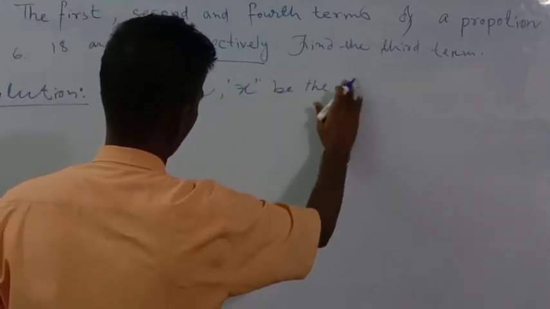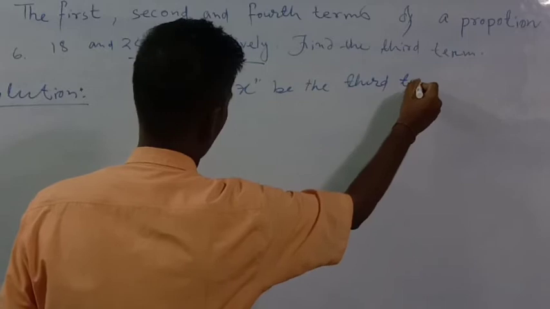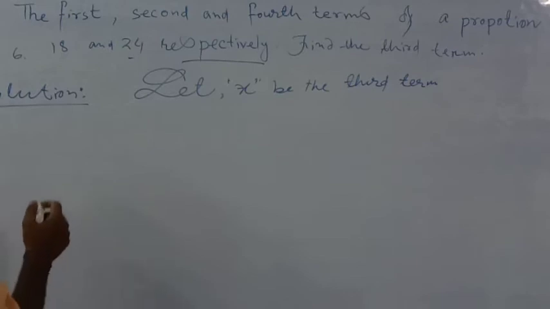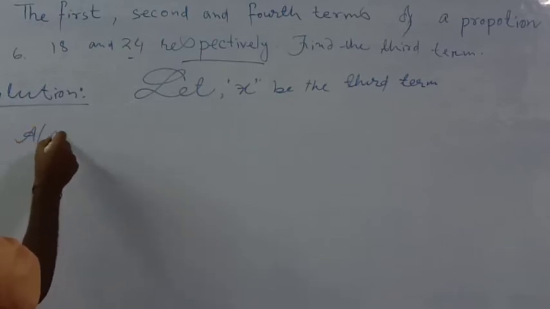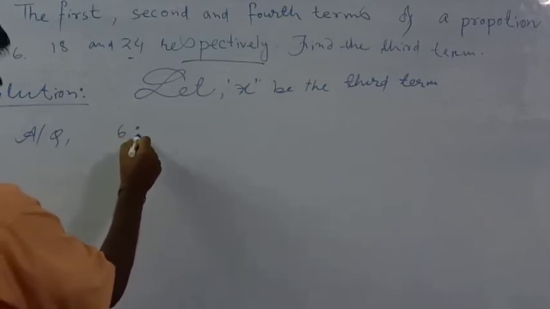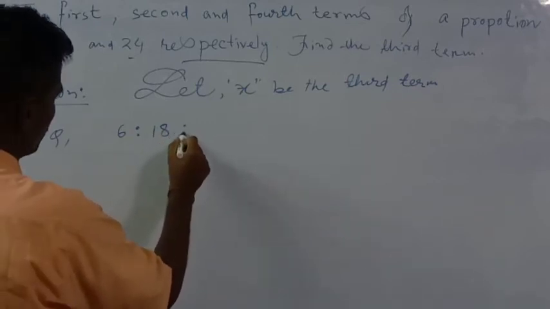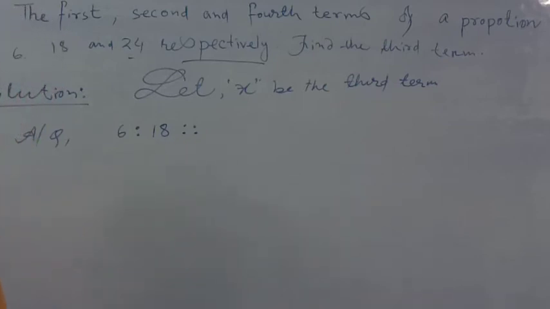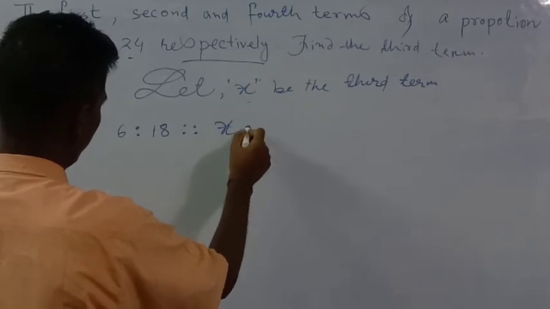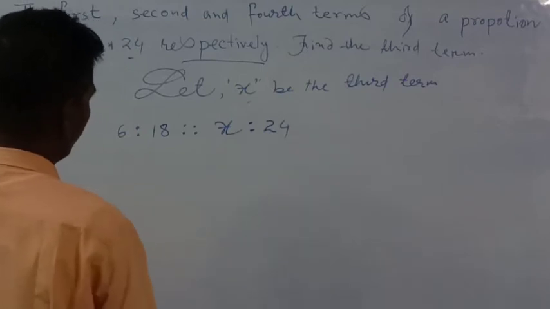Let x be the third term. Now, as per the question, the first term is to the second term as the third term is to the fourth term. The third term we have assumed is x, so in place of the third term we'll write x, is to the fourth term, which is given as 24. Are you getting me?